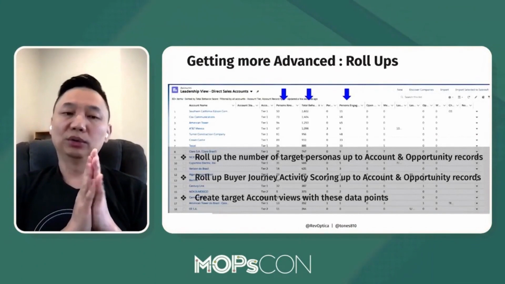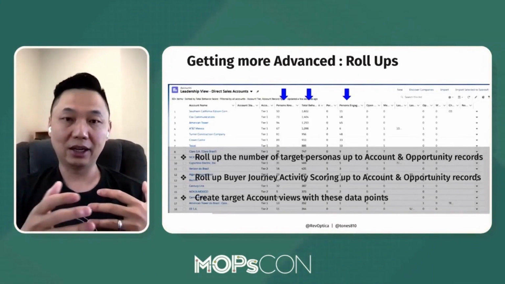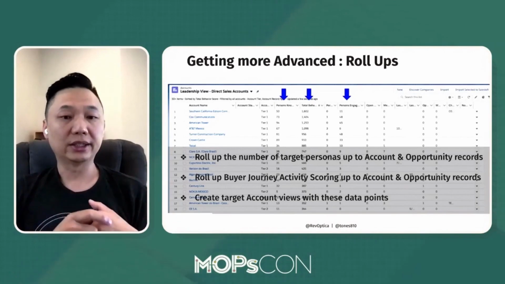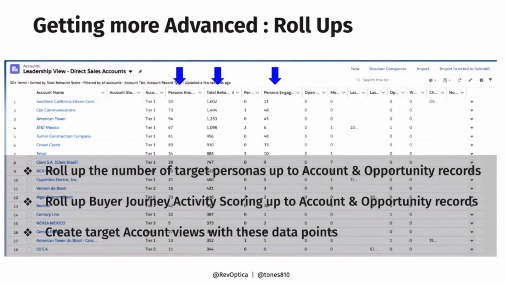Okay. Now, once you do that, you could get really advanced and do some really interesting things. The screenshot that you see is from a Salesforce instance from one of the companies I used to work with in-house, where we did roll-ups. I rolled up the number of target personas for a particular account, right? That screenshot is a Salesforce view of all the target accounts that a particular sales rep is working on. And then in one of the columns, the first arrow on the left shows the number of people that we have identified. And then the next one is around total behavior, the second arrow.